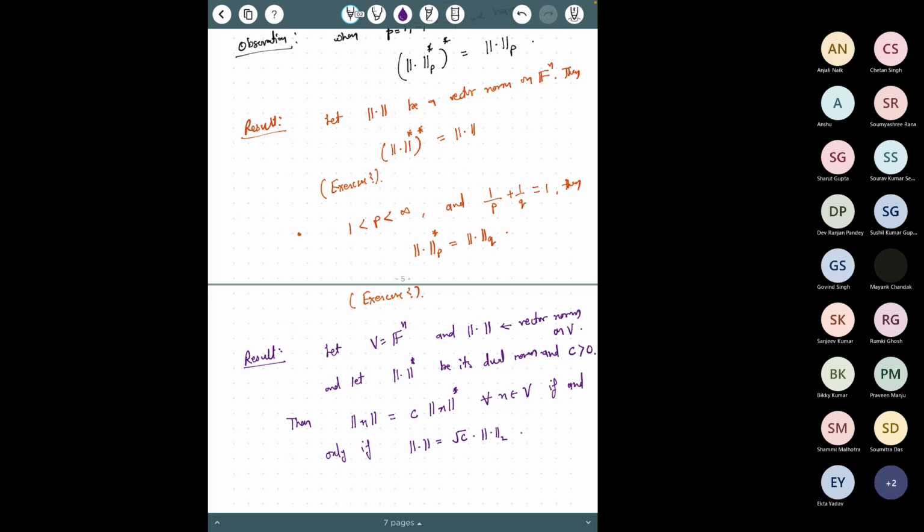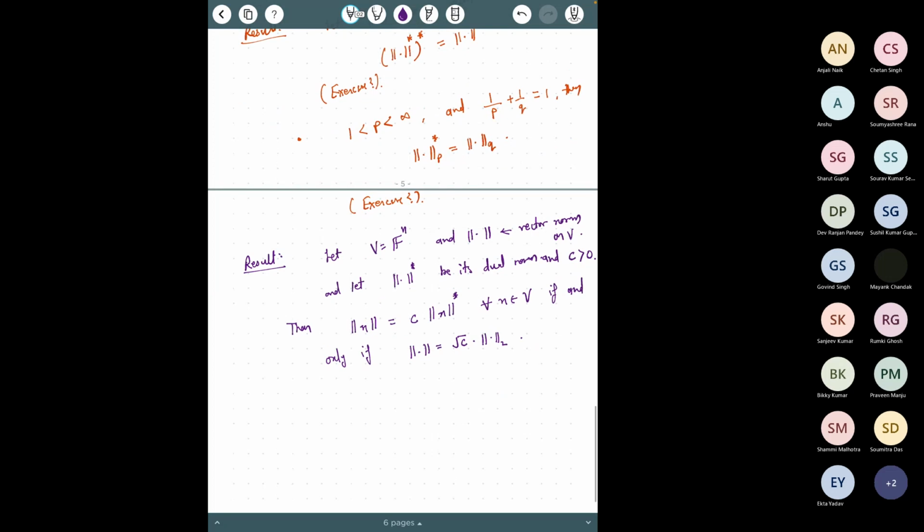So in particular, from this result you can conclude that when c equals 1, the norm is equal to its dual. But then this is true if and only if the norm is equal to the 2 norm. Okay, so this is the only norm that satisfies this, for which the dual norm is the norm itself.